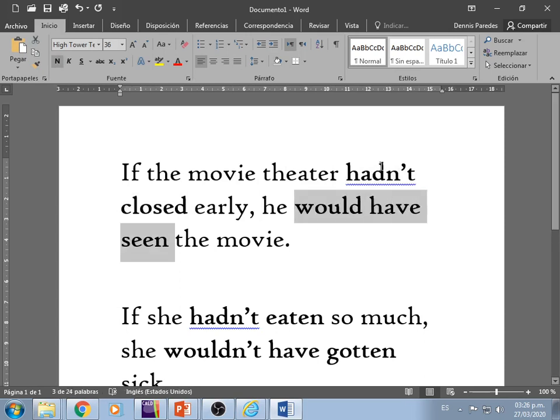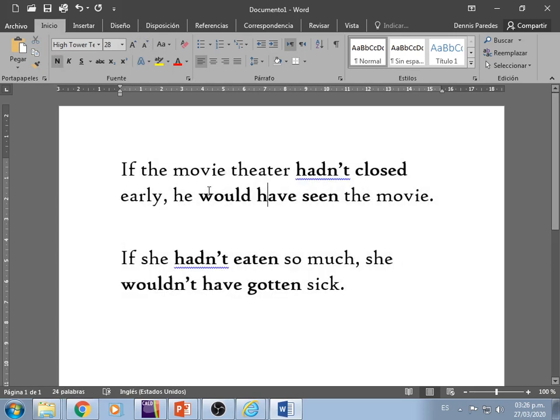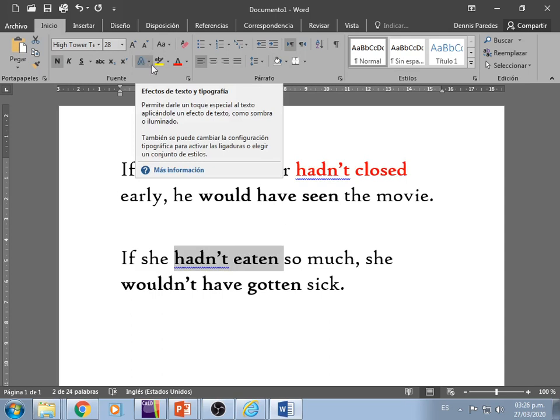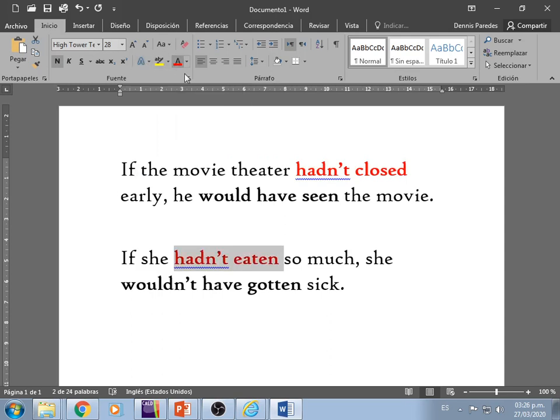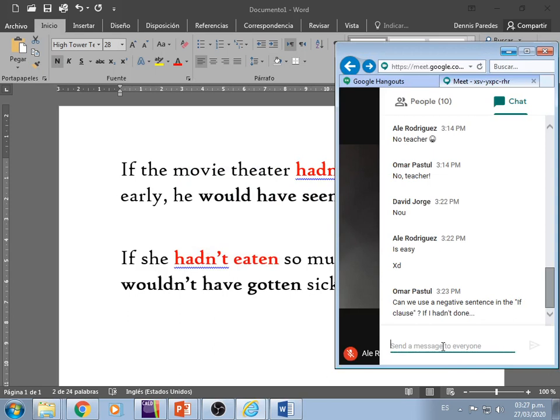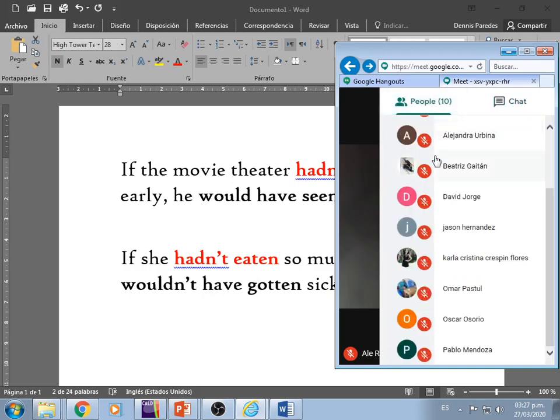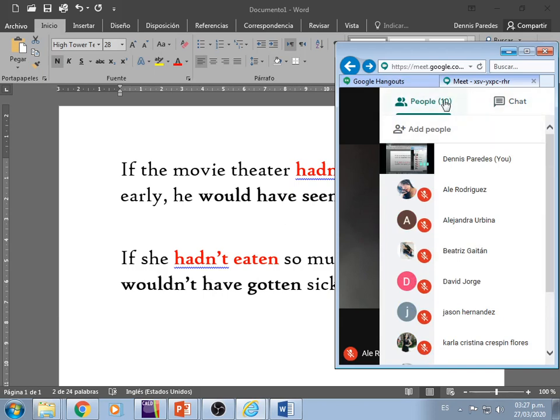So here we have a sentence in the negative form by having the if clause in the negative form, and the result might be either positive or negative depending on what you want to refer to. If the movie theater hadn't closed early, he would have seen the movie, or if she hadn't eaten so much, she wouldn't have gotten sick. So it's going to be like that. I wonder if it is clear. Okay. Any other questions, everyone?